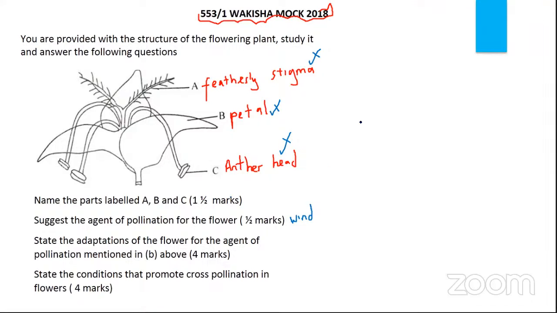I'm seeing Maureen's hand is up. Maureen, we are looking at the last question, which says state the conditions that promote cross-pollination in flowers. Okay, any other person? Yes, Isabella. When the stigma is taller than the anthers.